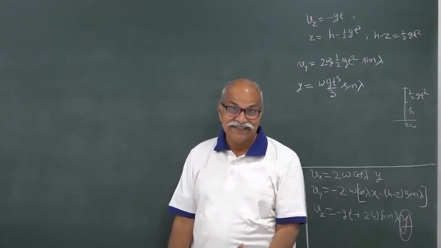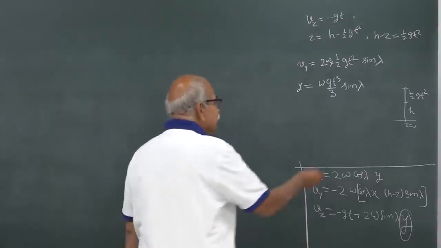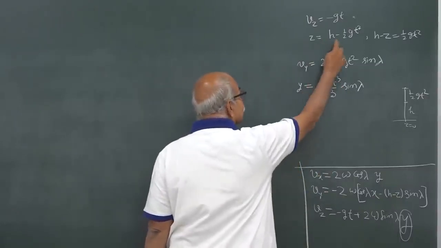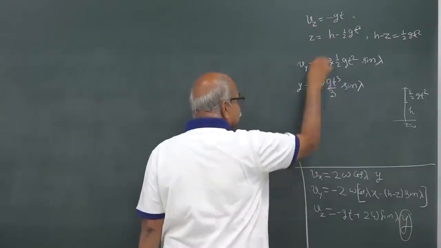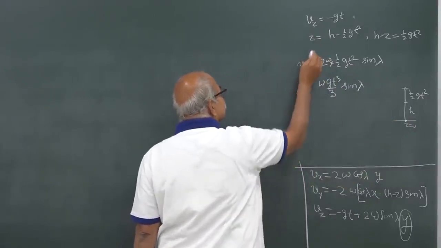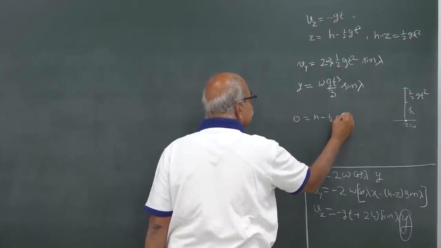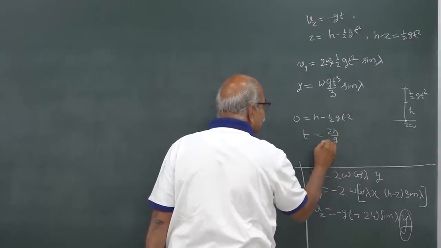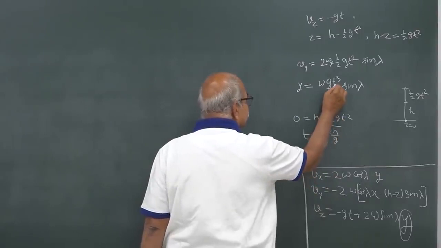How much? Typically how much? So, we can put some numbers. This you can write in terms of height also, because we know this equation. When z is 0, when does it reach here? When this z becomes 0. So, 0 is equal to h minus half G t square, and therefore, t is equal to square root of 2h by g.